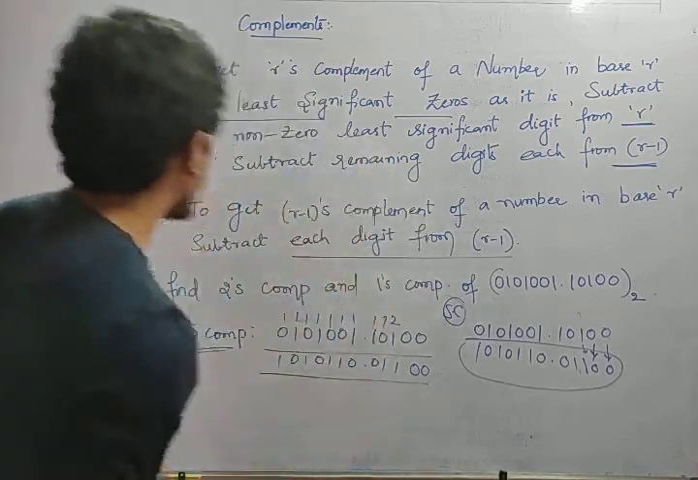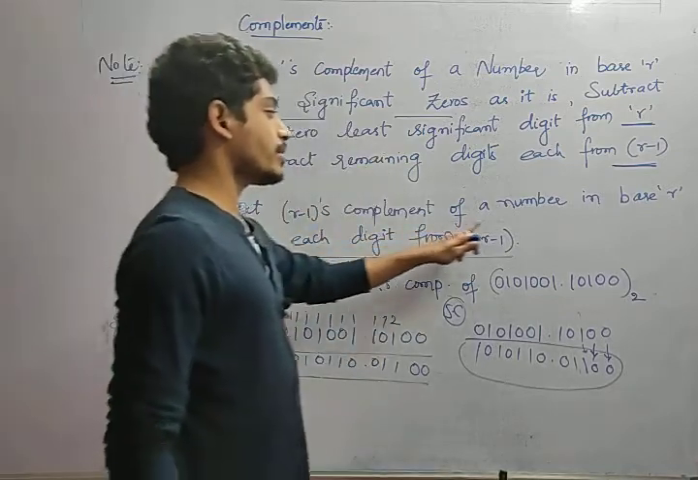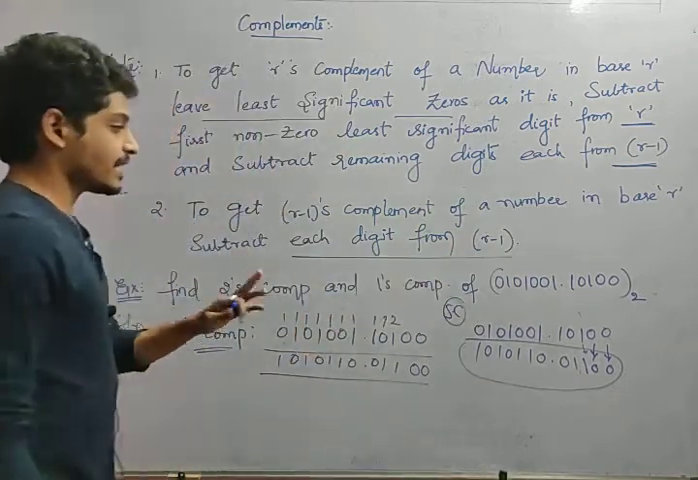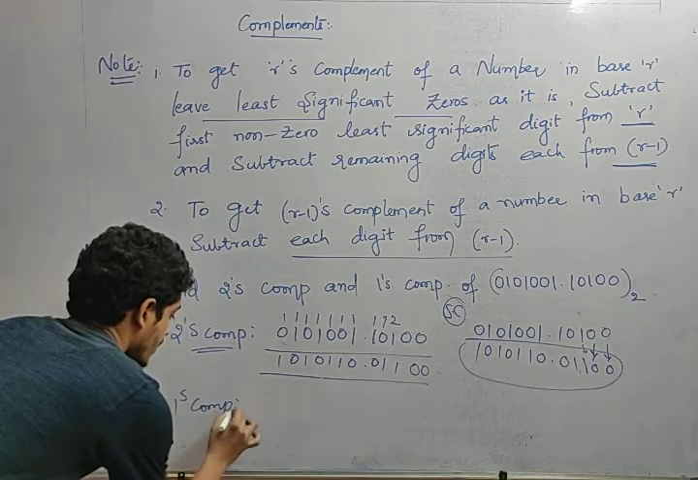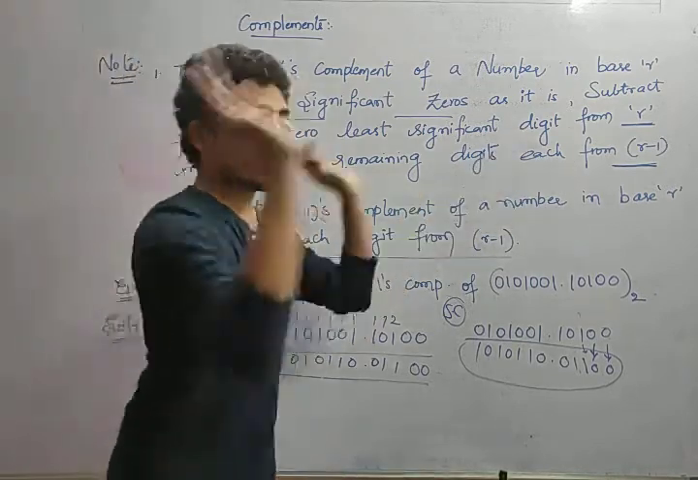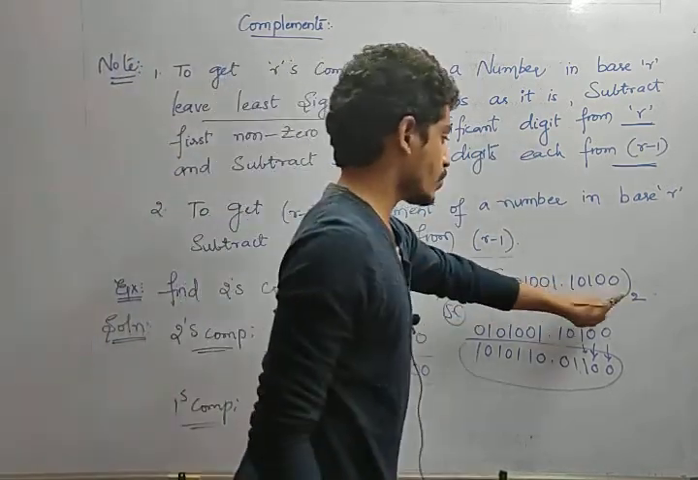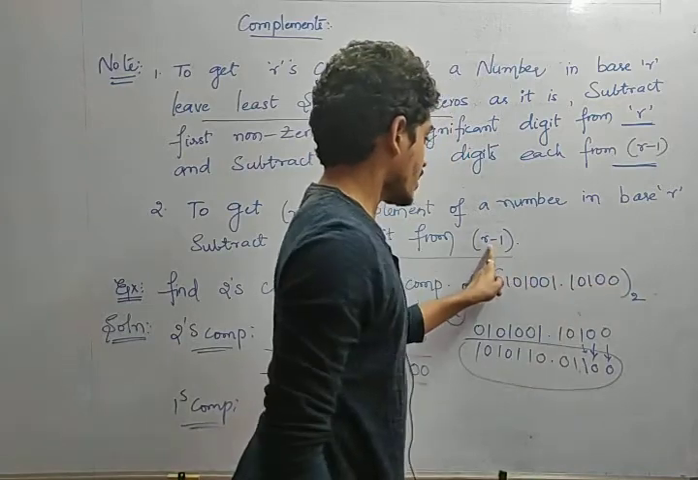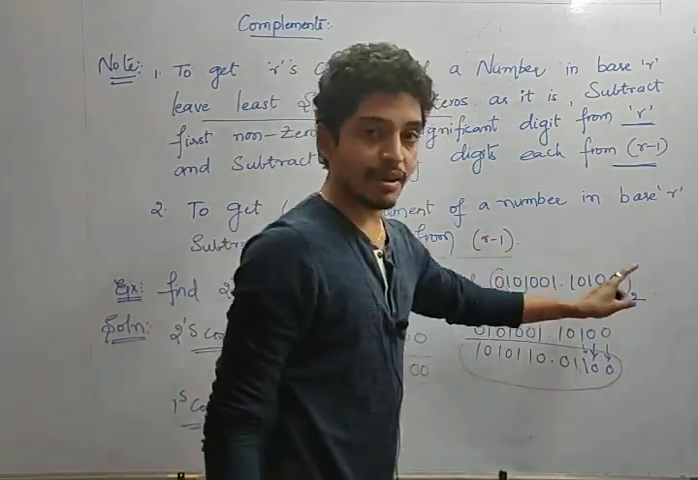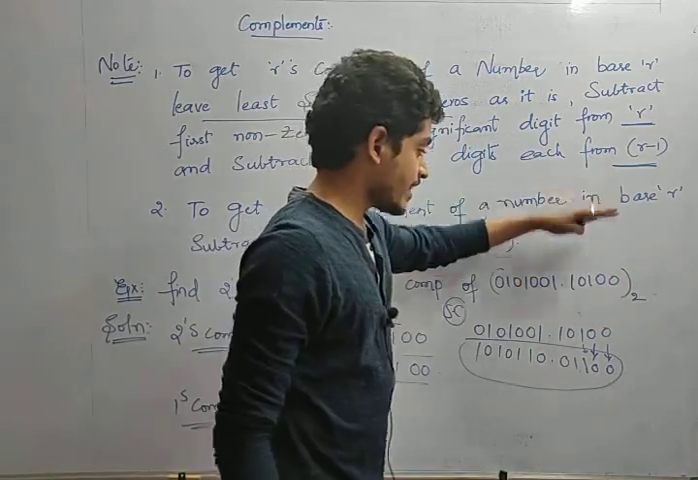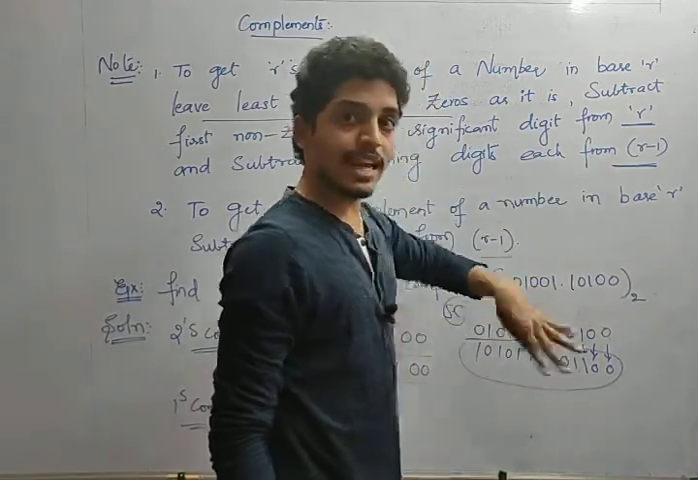See, 1's complement, what he is saying: to get the (R minus 1)'s complement of a number in base R, subtract each digit from R minus 1. That is nothing but simple, friends. 1's complement here is simply inverting all the digits. 1 minus 0 is 1, 1 minus 1 is 0. Here R is 2, so 2 minus 1 is 1. So we have to subtract every digit from 1. When we are subtracting every digit from 1, these digits will get inverted.